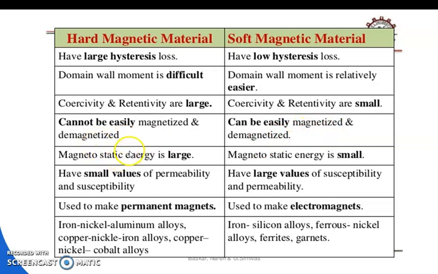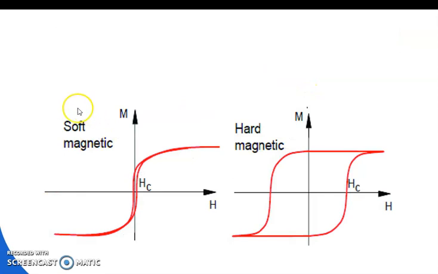One important point: here, soft material has a small value of permeability and susceptibility, but here, hard material has a large value of susceptibility and permeability. Used to make a permanent magnet is important. The soft one is used to make an electromagnet. The common point is that hard has a large hysteresis loop, but soft has a low hysteresis loop. Coming to the figure, this is the soft magnet. There is a large hysteresis loop in the case of hard magnetic materials, but a narrow hysteresis loop in the case of soft magnetic material. You can see.